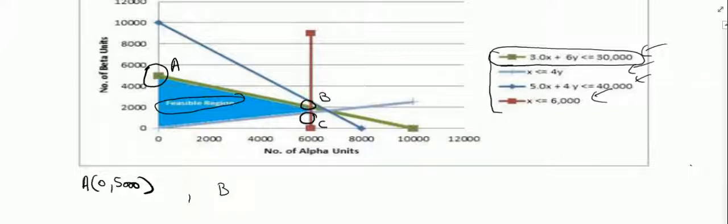For point B, I know that point B is at the intersection of that green line and the red line, and the green line's equation is 3x plus 6y equals 30,000, and the red line's equation is x equals 6000. To find any point, we solve the equations simultaneously. I will get x as 6000, and y, if I substitute the x value in the first equation, 3 into 6000 is 18,000. 30,000 minus 18,000 divided by 6 is 2,000. So point B is 6000, 2000.